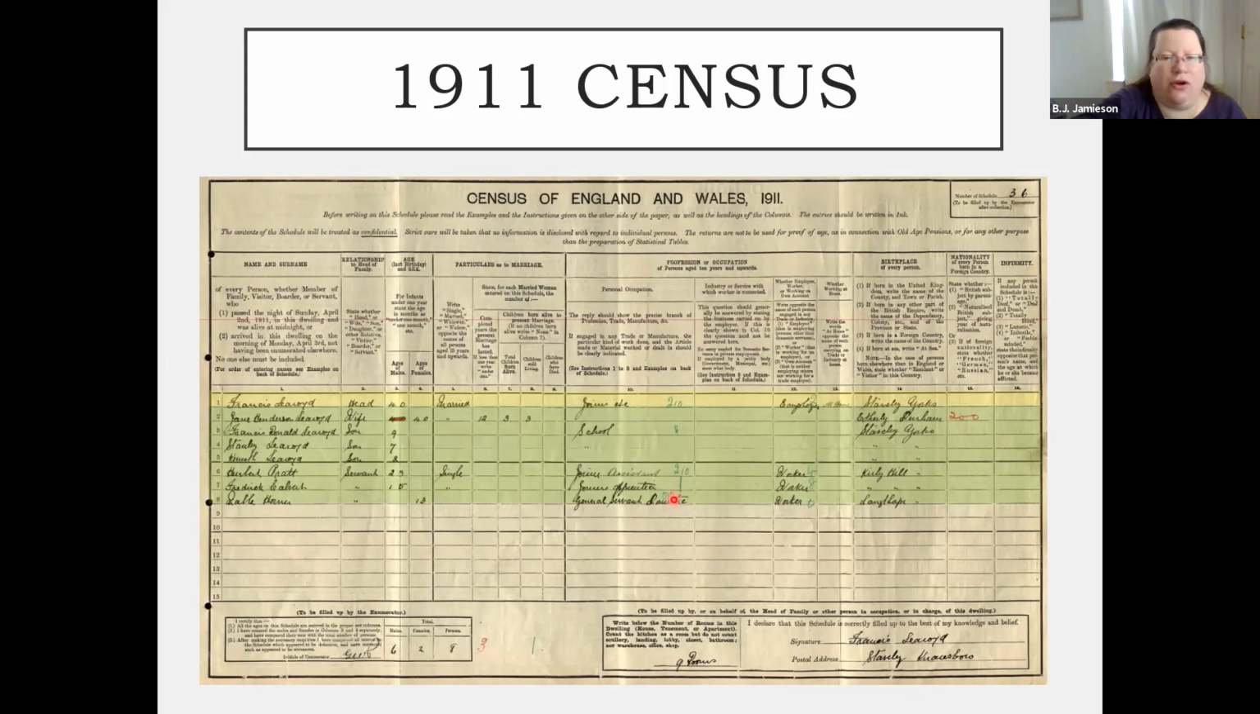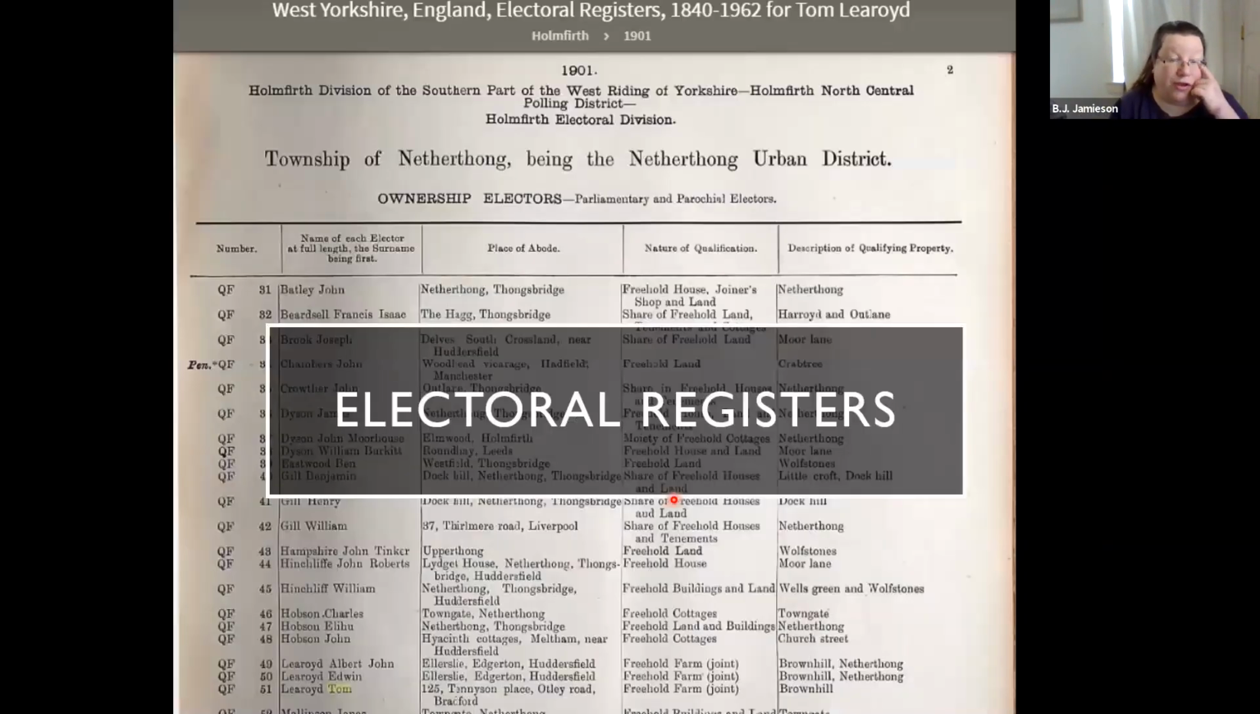There are also, for years in between the census returns, what are called electoral registers. Basically, it's listing everyone who was eligible to vote for that year. And it gives the name of the person, where they lived.